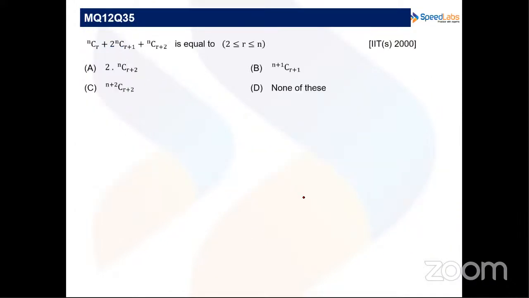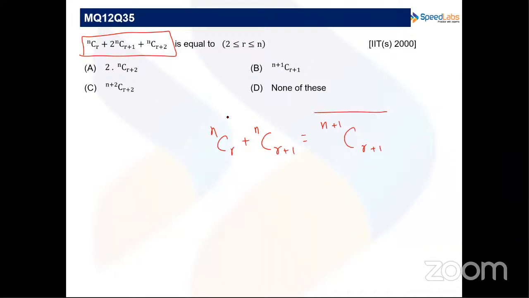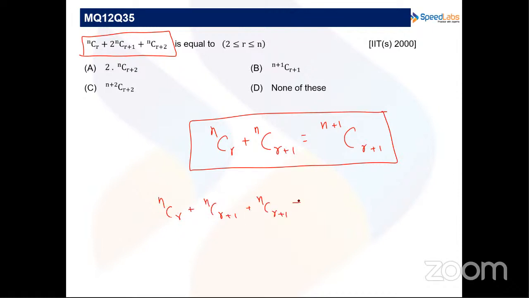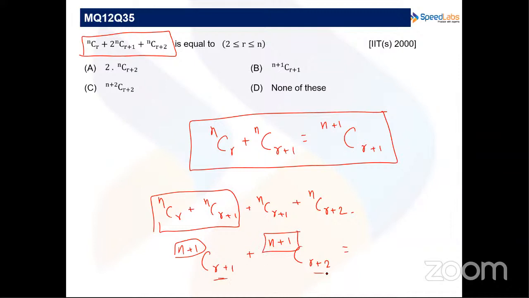Moving to the next question. nCr plus 2 nCr+1 plus nCr+2. We already know the property nCr plus nCr+1 equals (n+1)Cr+1. So you can see here it is nCr plus nCr+1 plus nCr+1 plus nCr+2. So these two will become (n+1)Cr+1, and these two will become (n+1)Cr+2. Again, these combined will give us the answer (n+2)Cr+2. So our option C is correct. Good, Manvi.